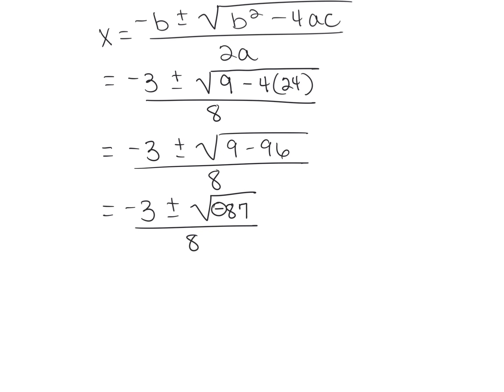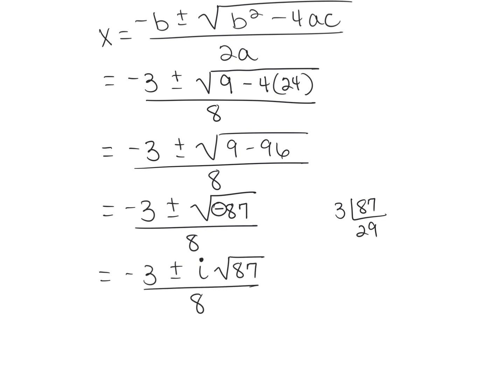So again, we've got this negative under here. So this is negative 3 plus or minus i, and then I'm over here looking at 87, and it's divisible by 3. So that goes in 29 times, and 29 is prime. So that does not have any simplification that we're going to have to do. So that stays, and then this is over 8. So that would be my answer for that one.